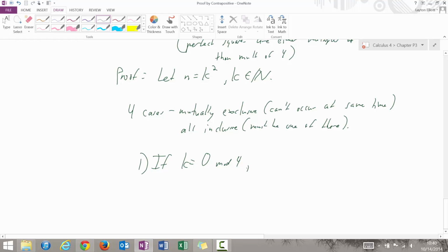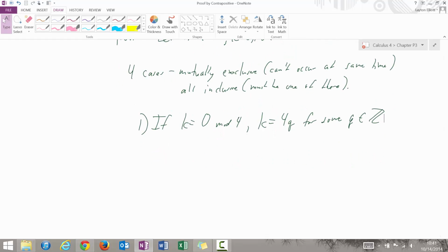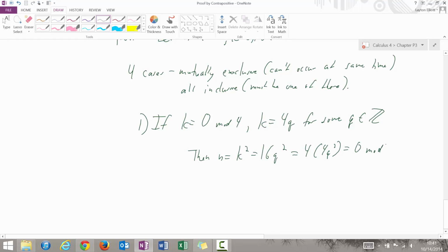Well, that's intuitive enough, but let's just say that if k is equal to 0 mod 4, then k is equal to 4 times a number, for some q that's an element of the integers. Actually, it's an element of the natural numbers. I know I'm being inconsistent with that, but that's okay. If k is equal to 4q, then n is equal to k squared is equal to 16q squared, which is equal to 4 times some 4q squared, which is definitely equal to 0 mod 4. So that's a check there for that one.